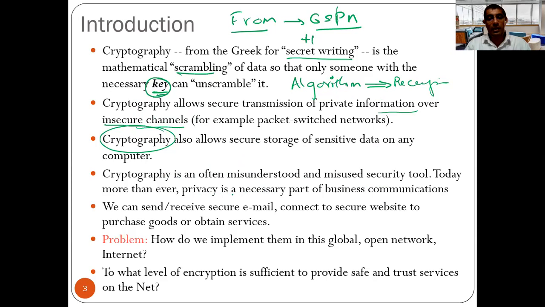Today, more than ever, privacy is a necessary part of business communications. To preserve that privacy, we can use cryptography. Encryption is the simple term for it. So how do we implement this in the global open network of the internet, because the internet is an open network? The internet is not secure, by the way. It's not a secure channel.